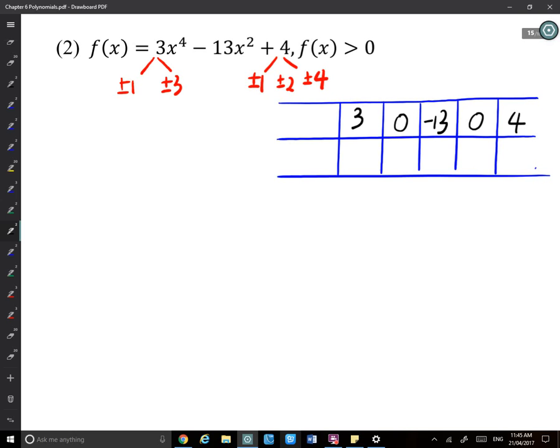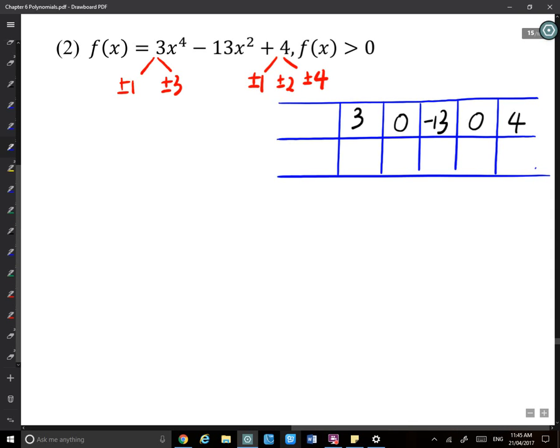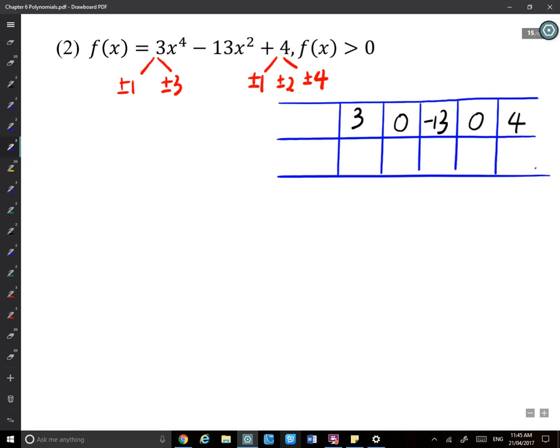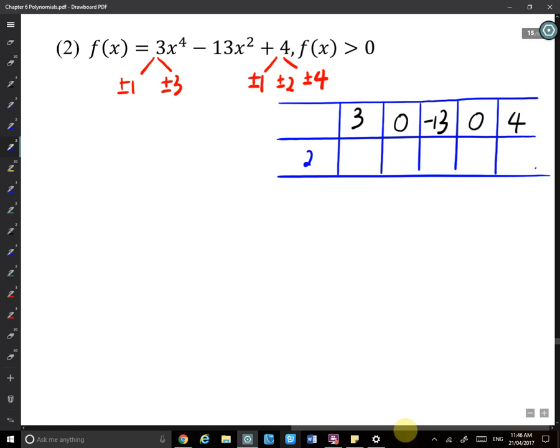And let's think about the number we start to try. Okay, 1 is not working. Can you see 1 is not working? If you have 1, it's 3, 13, and 4, it's not going to make a 0 for you. So let's try 2. Have 3, and that's a 6, 12, 12 minus 13 is minus 1. 2 times minus 1 is minus 2, minus 4 plus 4 is 0. Yes, okay, we have the correct number.